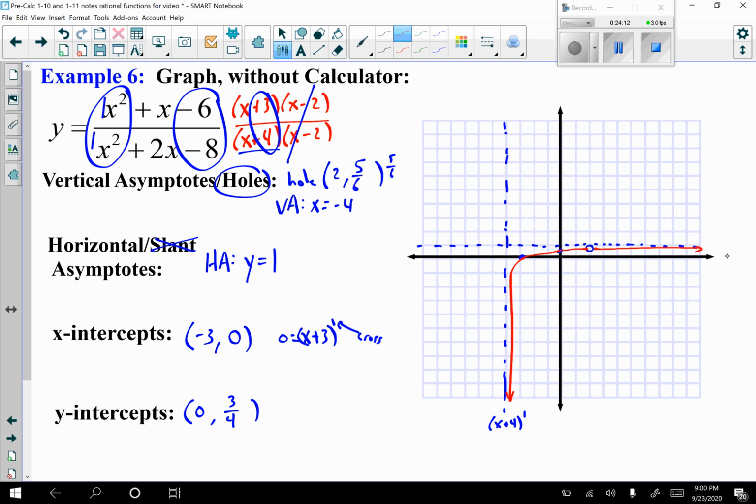Other side, the 1 right here, odd, different directions. So this one goes down, the other side must go up. And if you want to confirm, you can plug in a point. So -5 gives us +2. And just use the (x plus 3) over (x plus 4). So -5 plus 3, that's -2 over -1, is +2 right there.